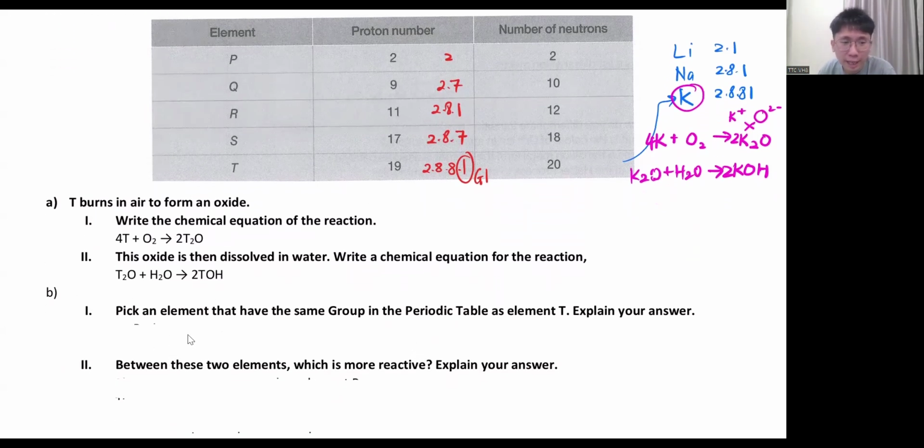Okay, then for B, pick an element that has the same group as element T, guys. Same group is group 1. So who is also group 1? I will say it is your element R, because they have the same valence electron. So we can say from here, R. Be careful, you must put the word element R. Some teachers are very specific on this, they say you cannot skip it, must write element R. So to avoid that error, let's always be more specific. So both elements have one valence electron.